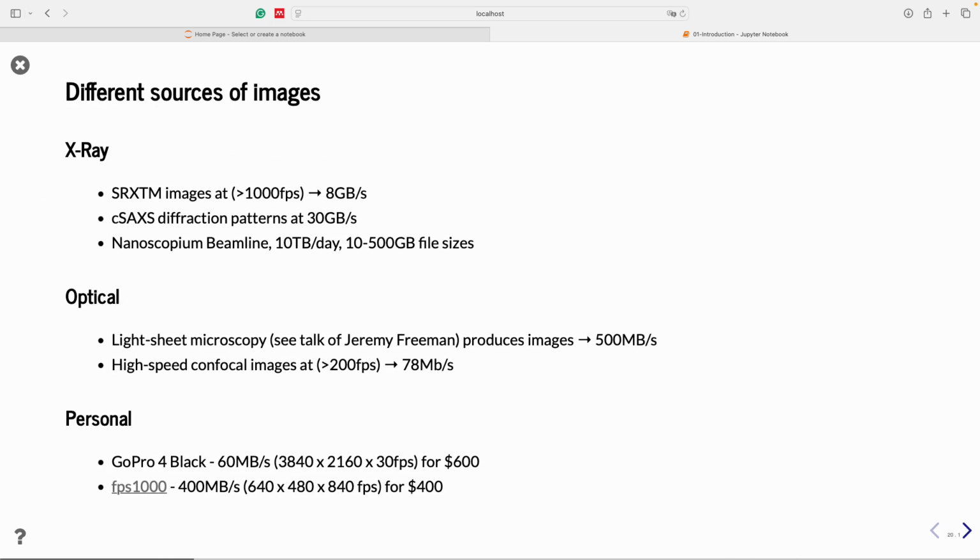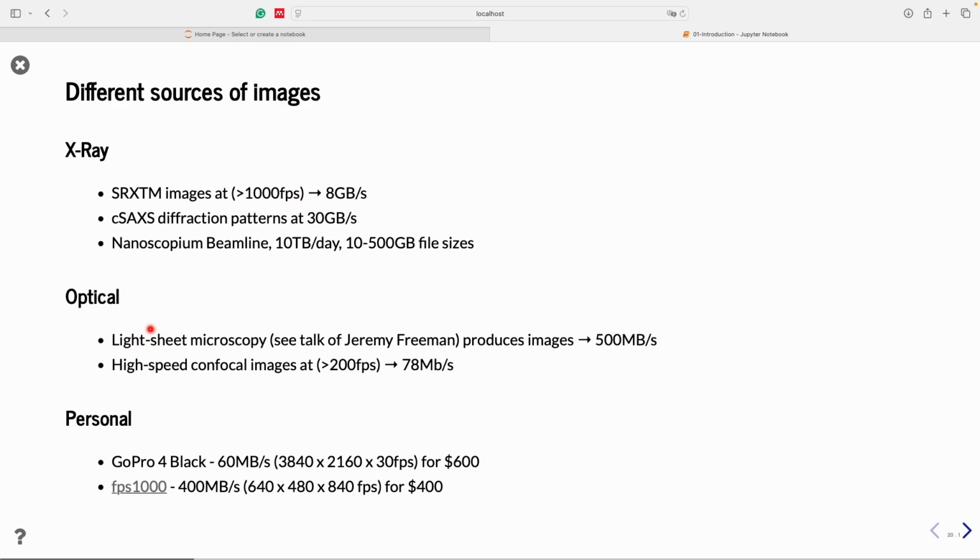Then we have different sources of images, depending on what you're doing. So you have X-ray, which is used in medicine a lot, but also in material science, biology, and so on. So it's not only the medical application, even though that's probably the first thing people think about when you say X-ray. And you have even special acquisition techniques like CSAX diffraction that can produce 30 gigabytes of data per second. And then we have a nanoscopium beamline, which produced 10 terabytes per day, and also huge data files that it works with.